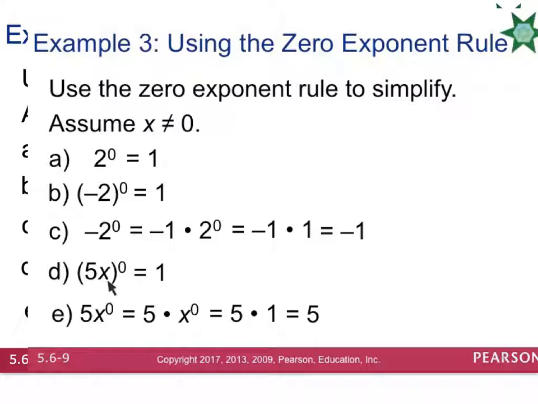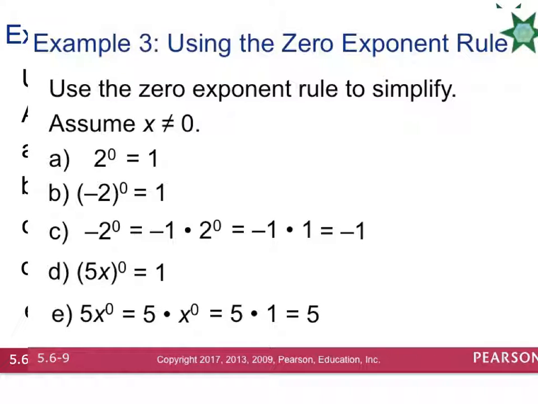Here 5x is my base. So 5x to the 0 is 1 because I have the parentheses. But here my base is just x. So this is 5x to the 0 without parentheses, which is really 5 times x to the 0. So this is 5 times 1, which is 5. So notice the difference here.